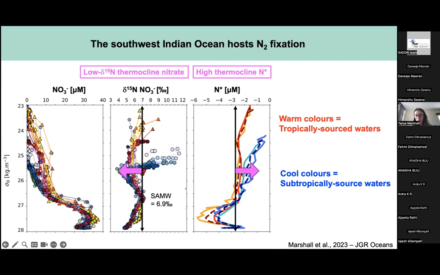And again, when we look in N star space, we see that N star is elevated in the thermocline relative to the source. And I showed you how we can use these geochemical tracers as evidence for N2 fixation. We did, in the paper, assess a whole lot of other processes that can generate these signals, but we were able to conclude that the signal is local N2 fixation.